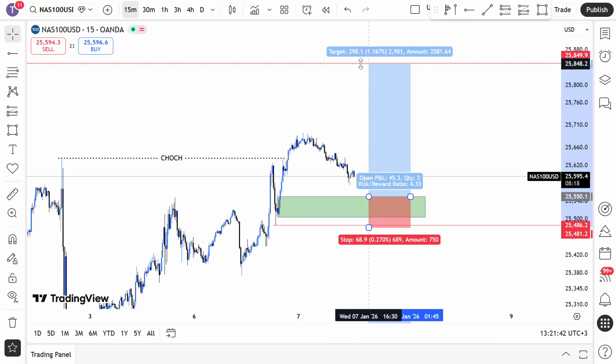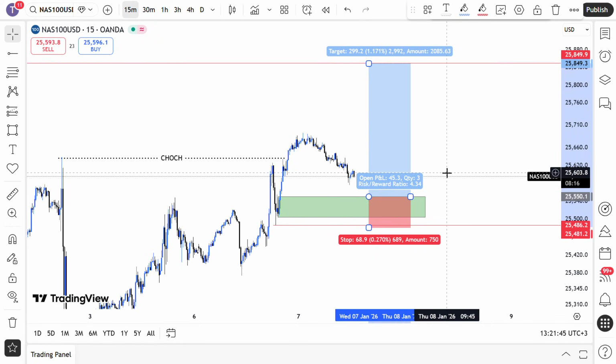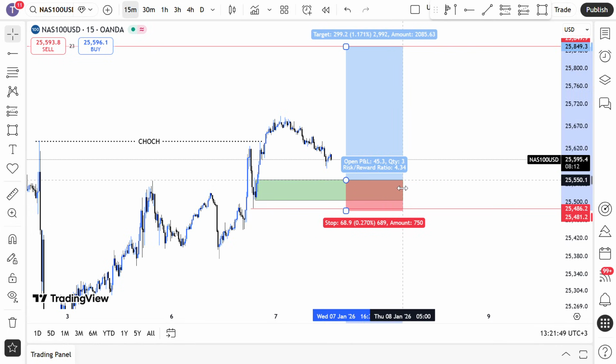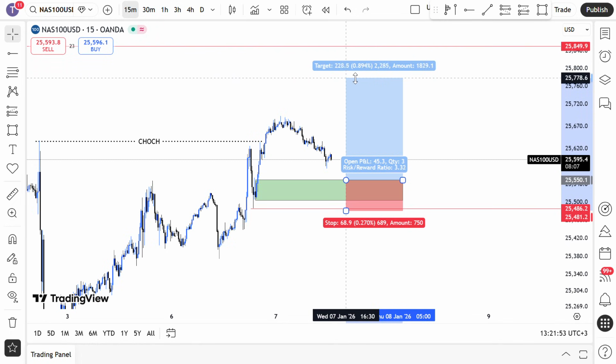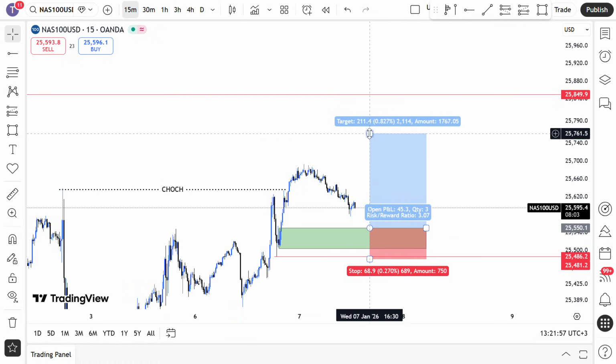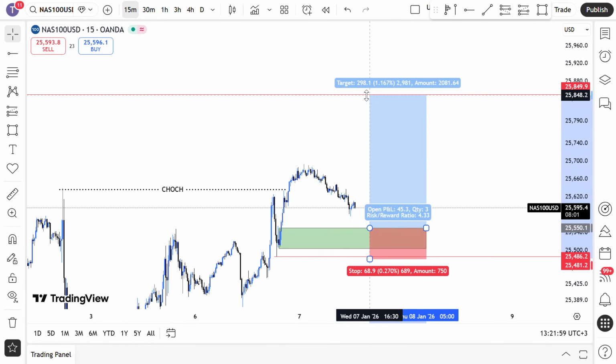So I still expect this external liquidity to be taken out. That will be my full take profit. But the first take profit, as always, must be 1 is to 3 risk to reward ratio. So stay updated and try to look for those buying opportunities.